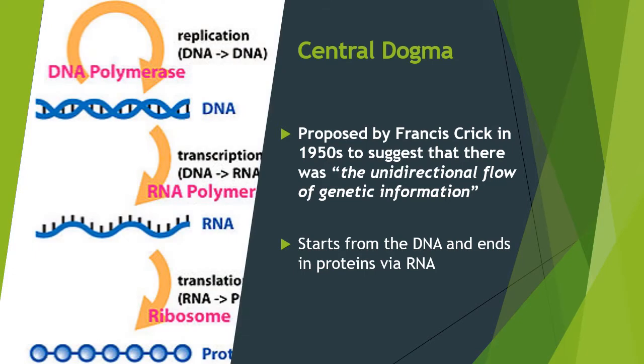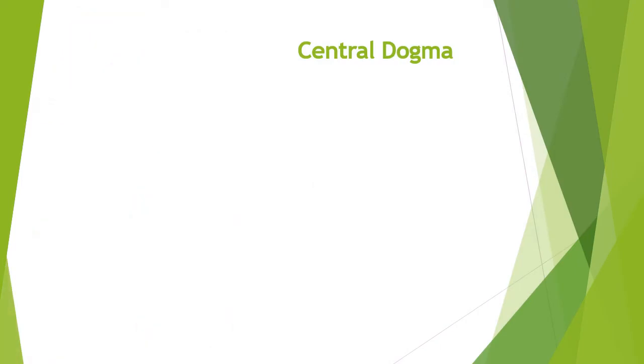As you can see in the diagram, the DNA synthesizes RNA, gives its information to RNA, and RNA in turn gives the information to proteins. So proteins are ultimately synthesized by the information given to them by RNA, and this information is actually stored in the DNA molecule. This is the unidirectional flow of genetic information.